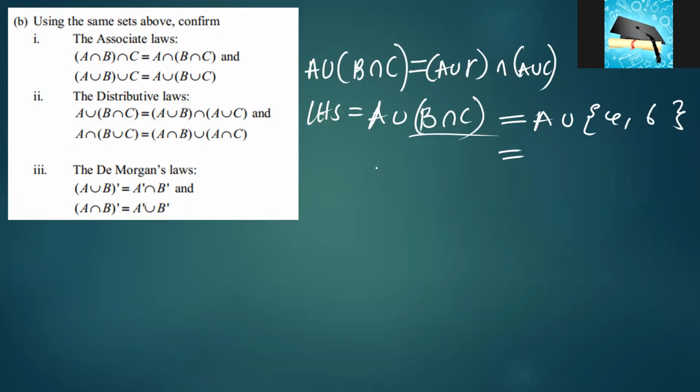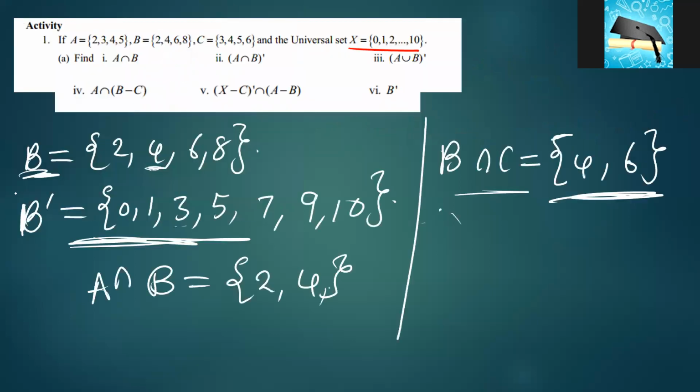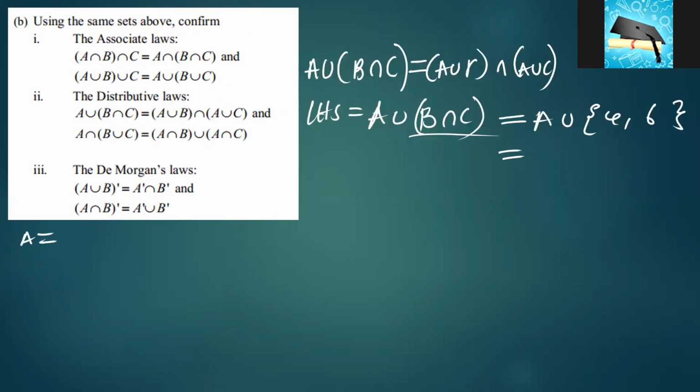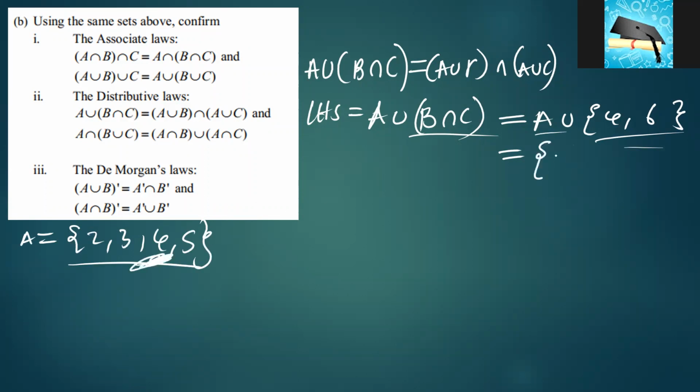So our set A, let me write set A here. Set A is 2, 3, 4, 5. I'm trying to find the common elements between set A and 4, 6. So what is common between this set and that set? We don't have anything common here. Oh, we have 4, sorry. We have 4, which is common there. So we write 4 there as our solution.